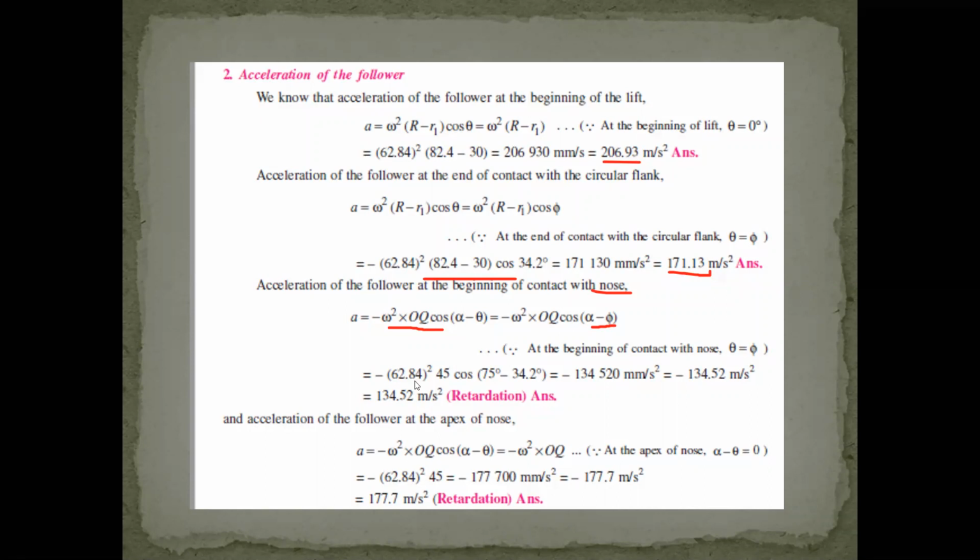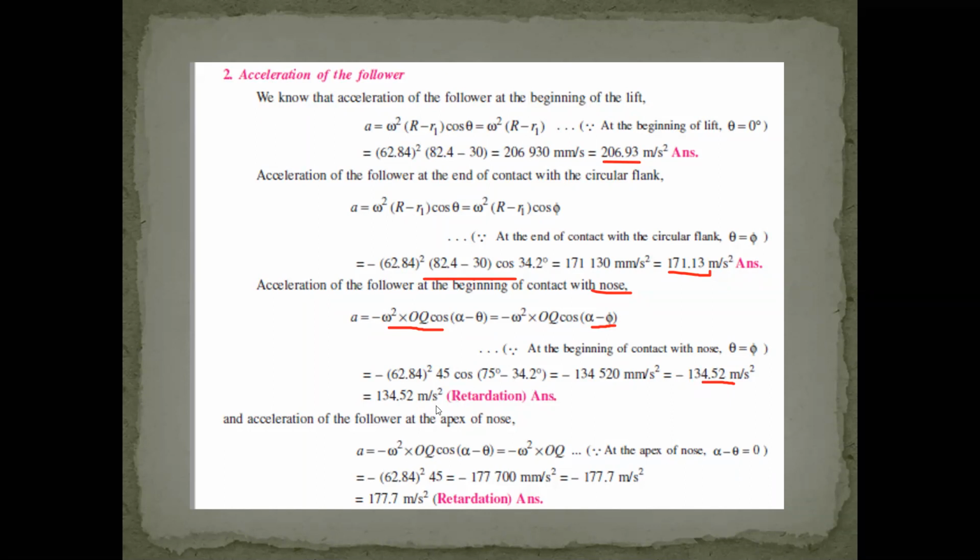Omega is 62.84 and OQ is already calculated, OQ is 45. If the OQ value is written in terms of meters, then you should get 134.52 meter per second square.